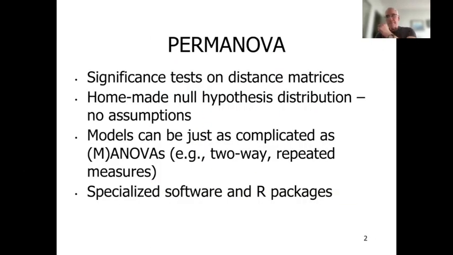So first of all, PERMANOVA. We talked about MANOVA, multivariate analysis of variance, and discriminant function analysis last time. Again, if you remember the homemade null distribution with the t-test, the use of that was really relevant when assumptions of linear models don't hold. And remember, for the t-test, the really basic assumptions were normality of residuals and equality of variance, homogeneity of variance.